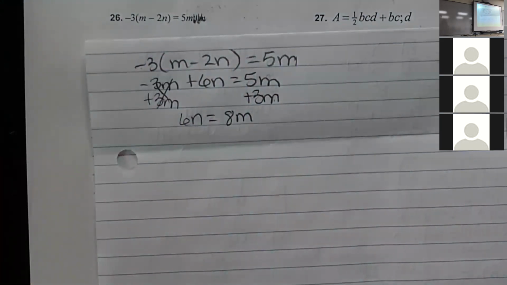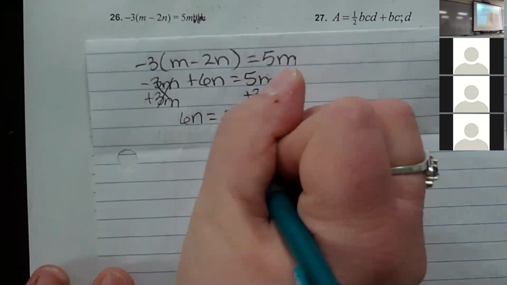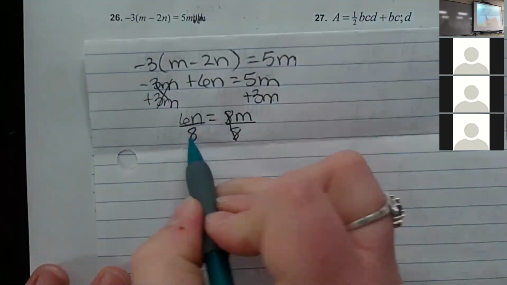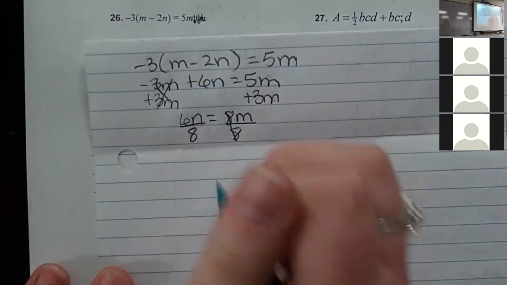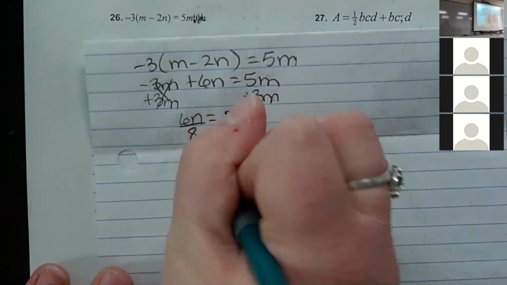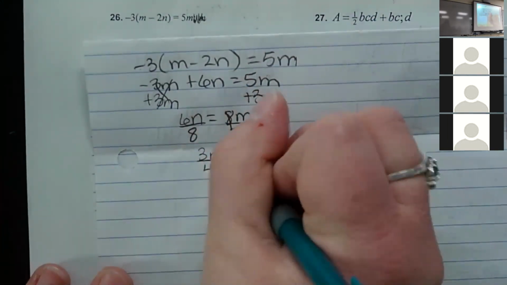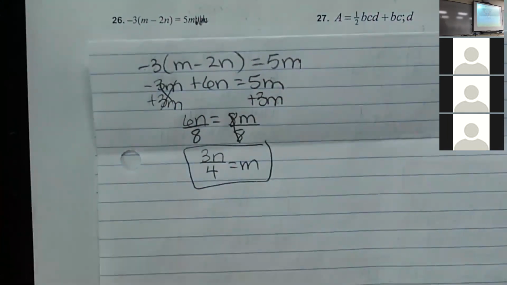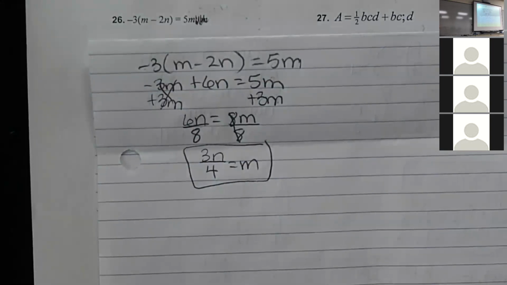Divide by, do I want m by itself? Yeah, divide by 8. I have to remind myself what I'm looking for. 6 over 8, can you simplify 6 over 8? It goes into 2, so 3 over 4. So 3n over 4 equals m. Or you could have put 0.75. That would have been fine. 0.75n equals m. Either one.